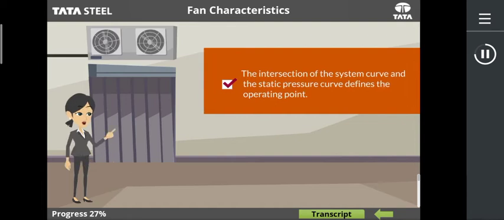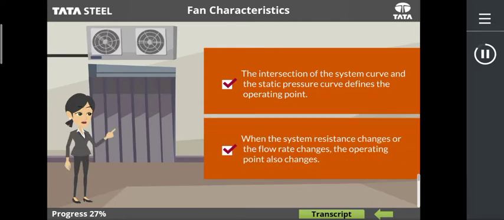The intersection of the system curve and the static pressure curve defines the operating point. When the system resistance changes or the flow rate changes, the operating point also changes.